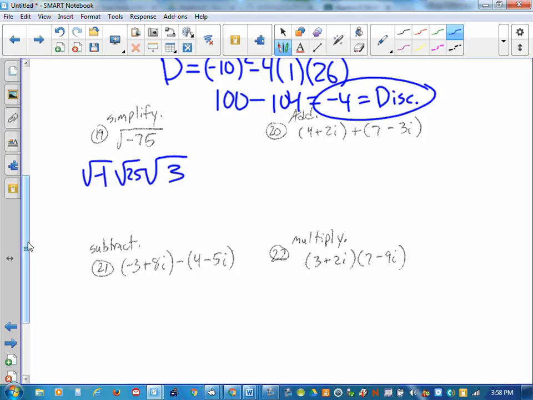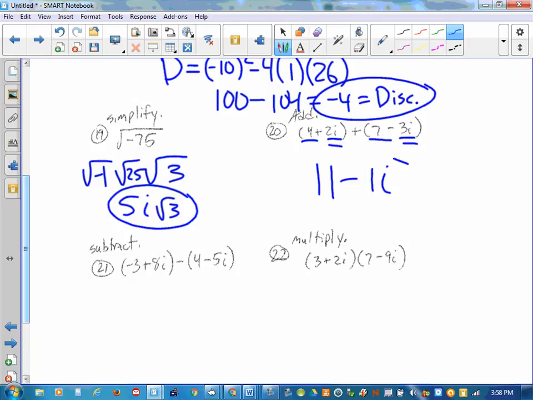So I would simplify this to 5. The square root of negative 1 is i, and then radical 3. Okay, adding. Adding is easy. You just add. 11. Okay, 2 minus 3. 2 minus 3 is negative 1. So it's 11 minus 1i.